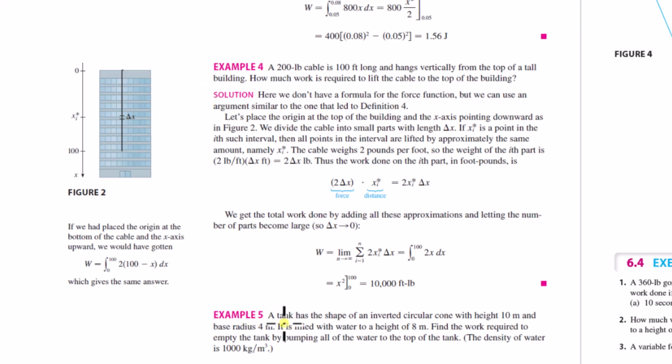All right. Last example, it says a tank has the shape of an inverted circular cone with height 10 meters and base radius 4 meters. It is filled with water to a height of 8 meters. Find the work required to empty the tank by pumping all of the water to the top of the tank. The density of water is 1,000 kilograms per cubic meter.